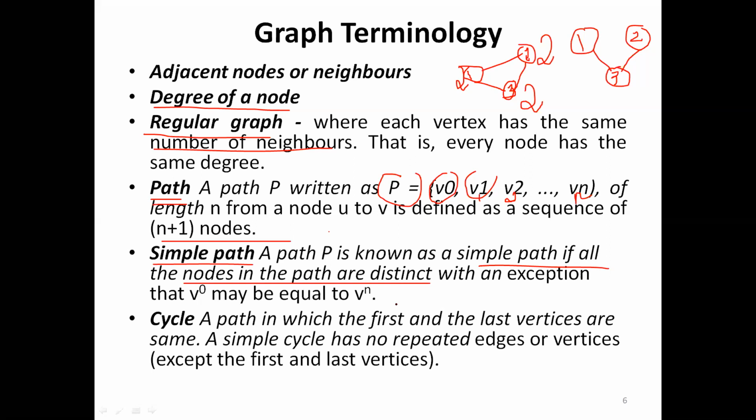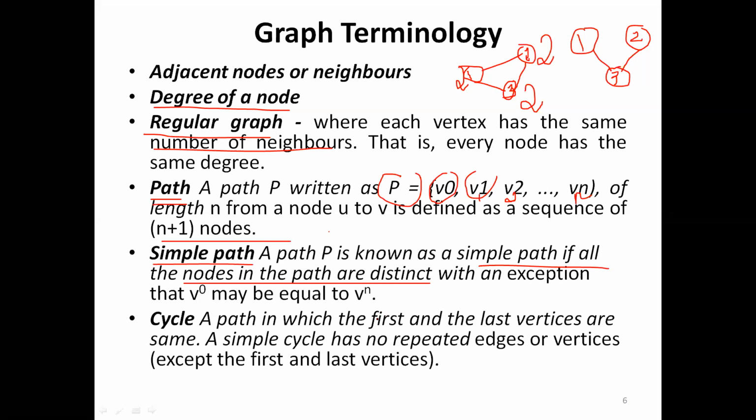It's not that I should not repeat the nodes. I should not repeat the nodes to reach the destination. If I go via node 2, I should not come back again to it, then go to the destination node. I should not come back to the same node which I have visited already. That's what a simple path is.